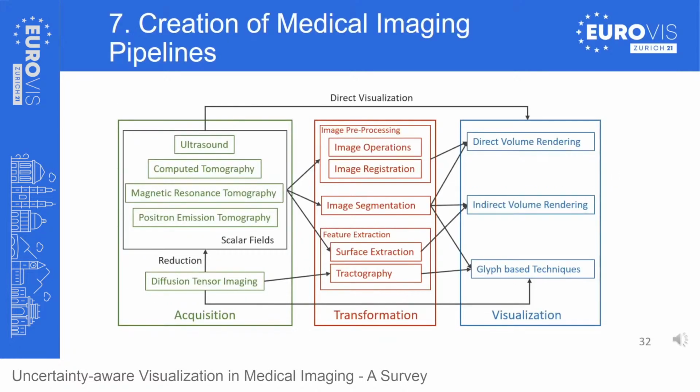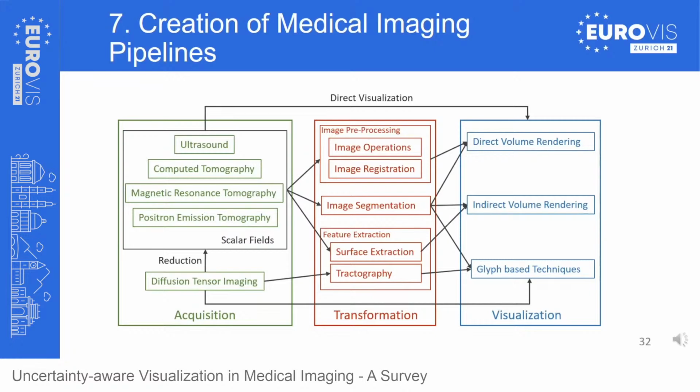In this figure, you can see all the different categories that we examined in the state-of-the-art analysis. So far, we consider these techniques by themselves. When we have a closer look at the image acquisition techniques, we can separate them into scalar fields and diffusion tensor imaging. Diffusion tensor imaging is often reduced into scalar fields as well.